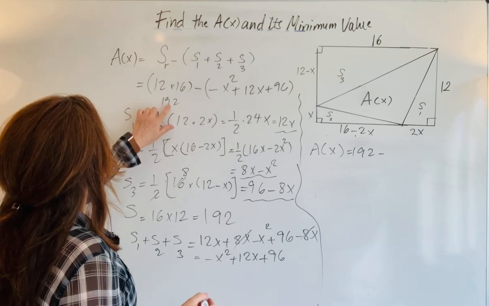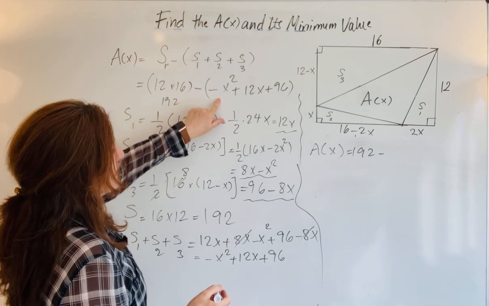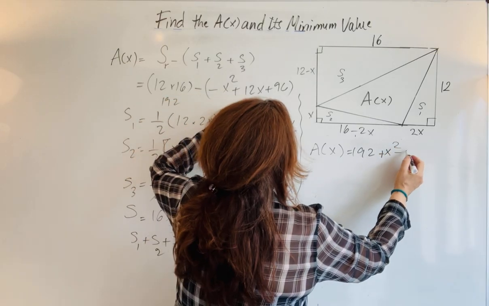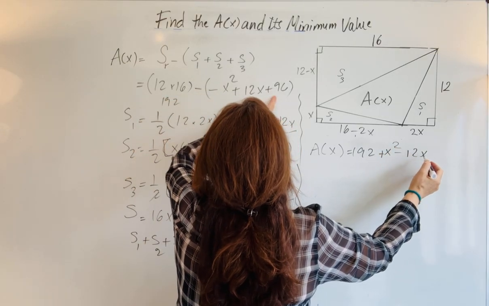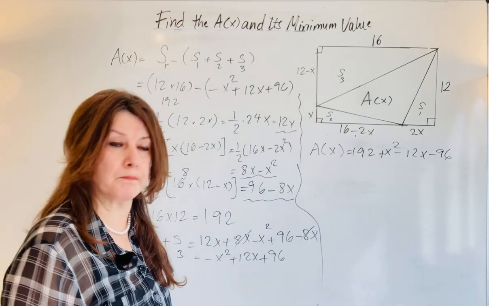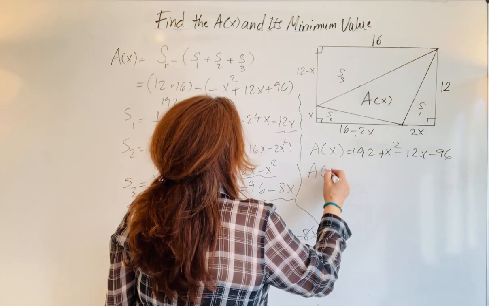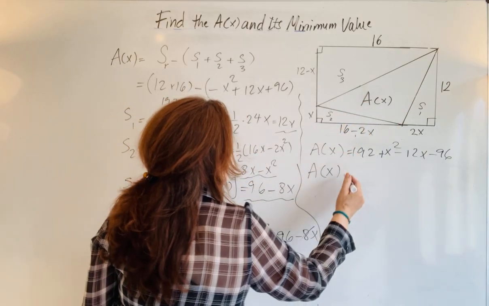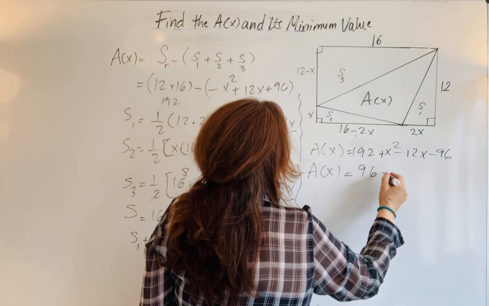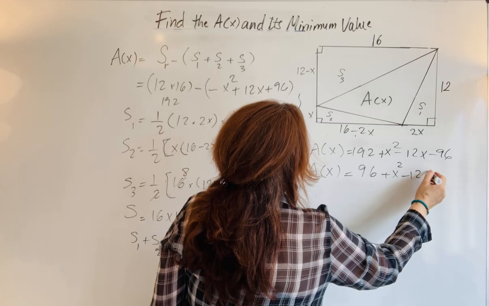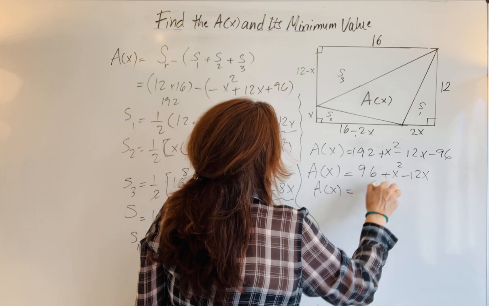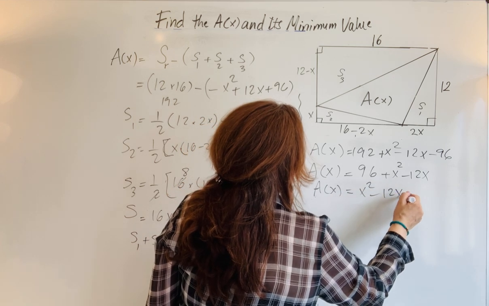Yes? Okay, now 192 minus this gets plus x squared minus 12x minus 96. So far so good, yes? The function of x of this triangle is 192 minus 96, which gets 96 plus x squared minus 12x. So we can order this one, a of x, from highest degree to lowest degree.